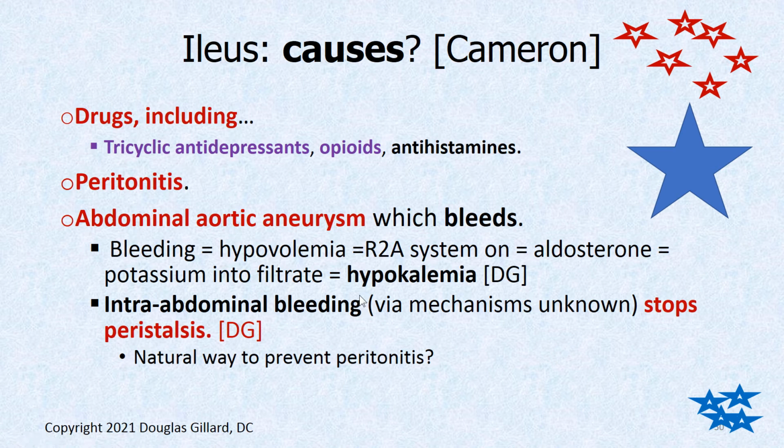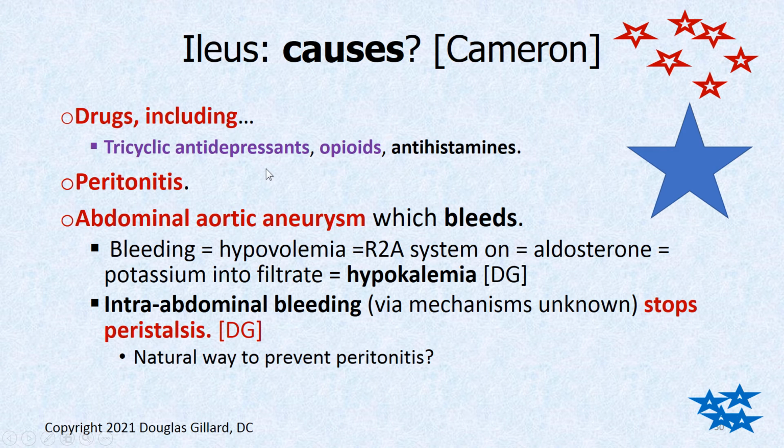All right, what are some other causes? Drugs: tricyclic antidepressants, opioids, and antihistamines. For chronic pain, it's very common to prescribe tricyclic antidepressants in combination with opioids. Not so much anymore. The opioids are pretty much, everybody's scared to death to prescribe them nowadays. The pendulum has swung too far. But this is a bad combination. Antihistamines, tricyclic antidepressants, and opioids can induce ileus in people.